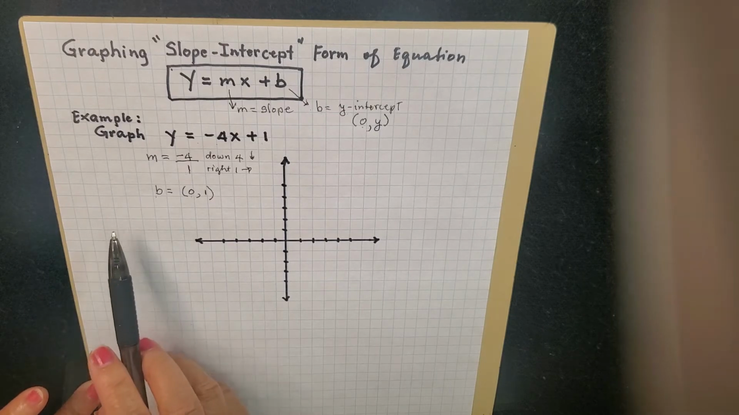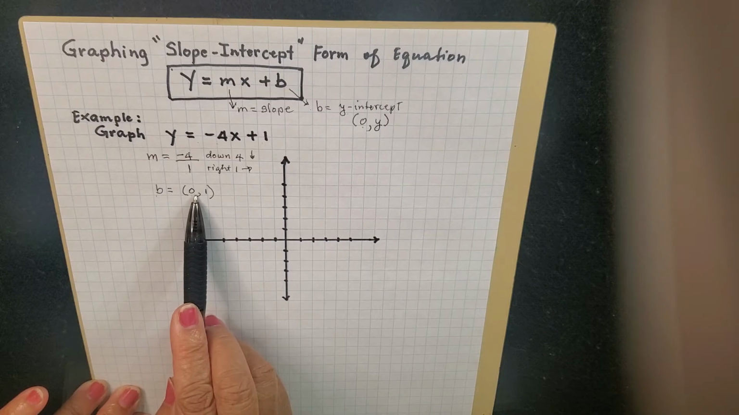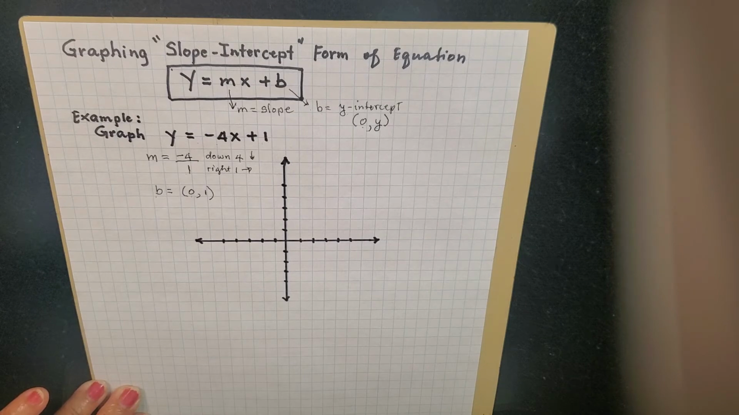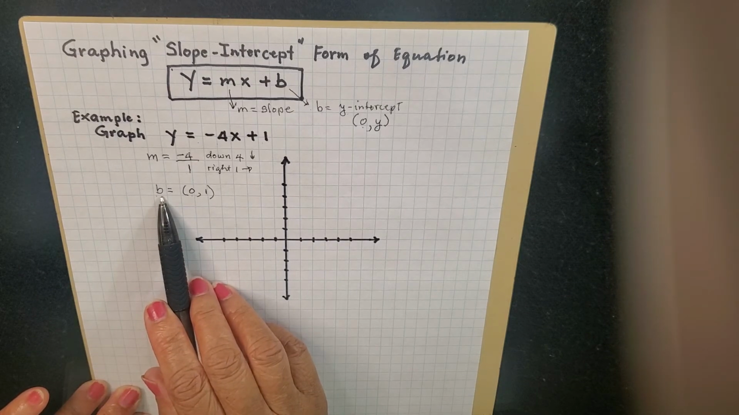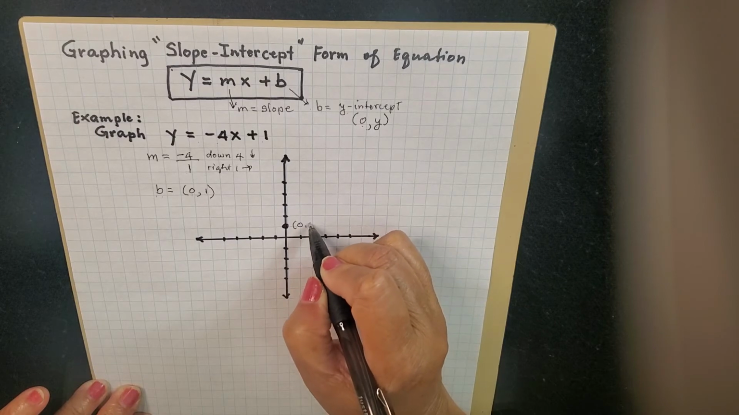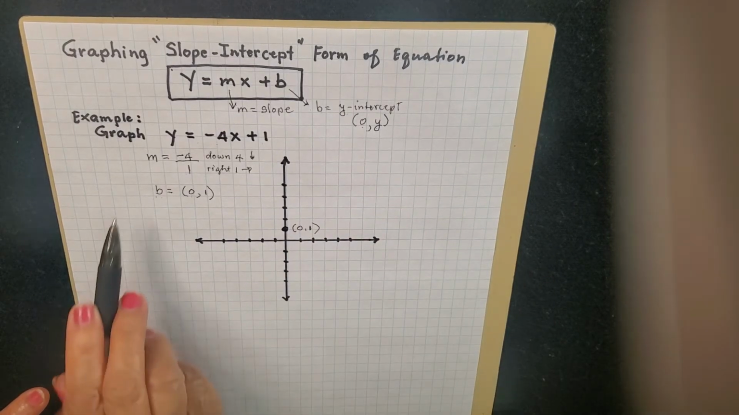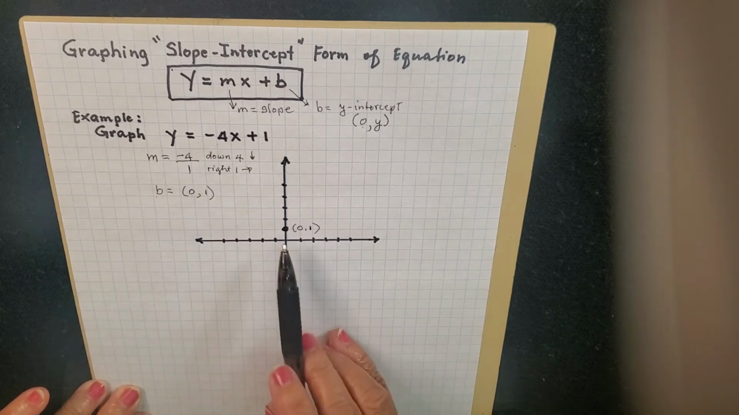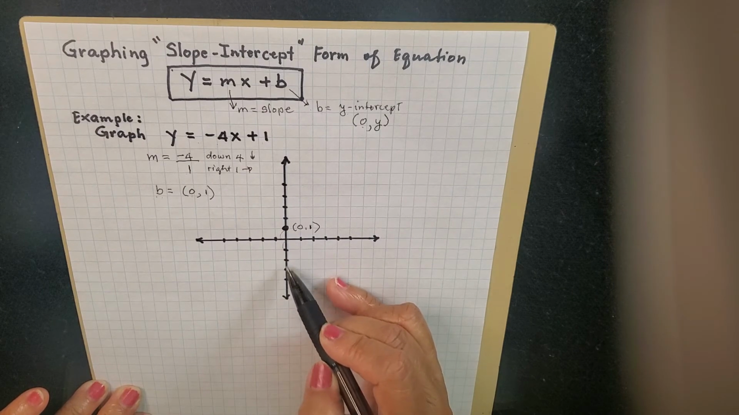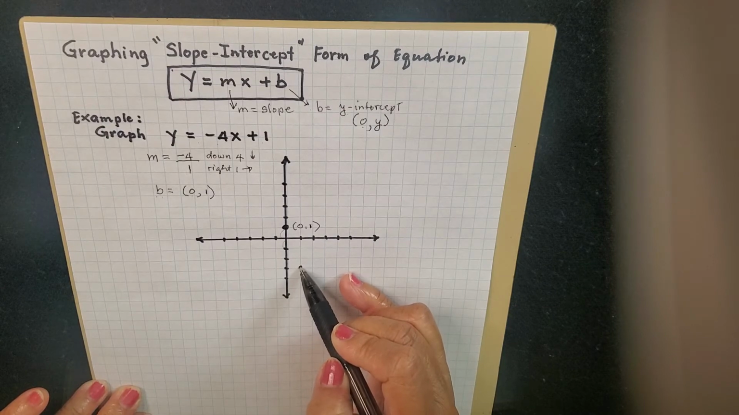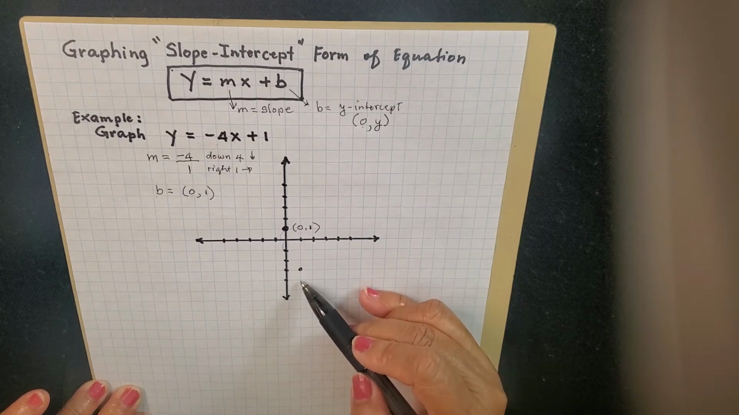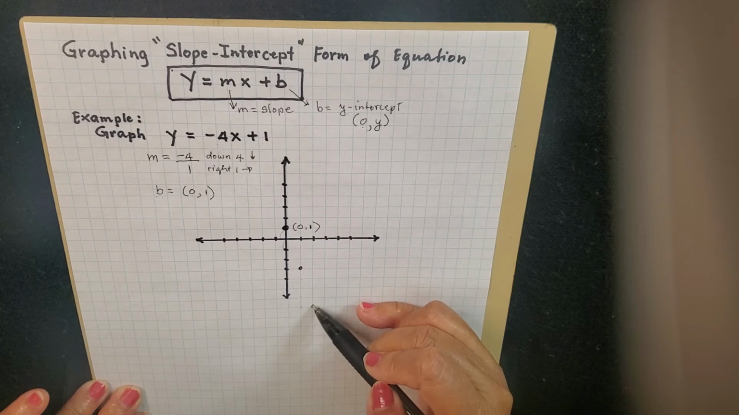So now I have a point and a slope. I can graph this equation. So let us always begin on the point 0, 1. And I'm gonna label it. The slope is negative 4, 1. So from my beginning point, I go down 4, 1, 2, 3, 4 to the right 1 point. Here, 1, 2, 3, 4 to the right 1 point.